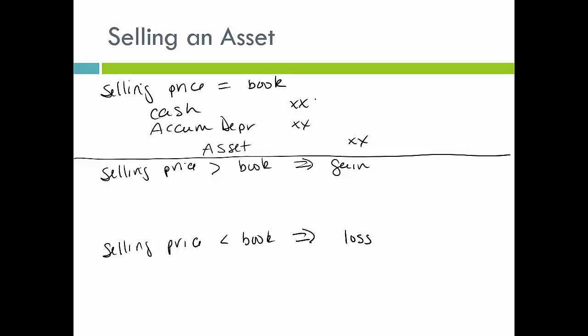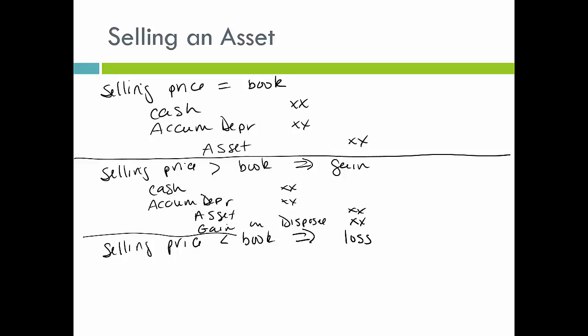The second situation looks very much the same, except I'm going to be debiting cash. I'm going to be debiting accumulated depreciation. I'm going to credit the asset, equipment, or whatever that is. And then in this case, the amount of cash I got is greater than the book value. So that means I'm going to need a little bit more over here on the credit side, and that will be gain on disposal.